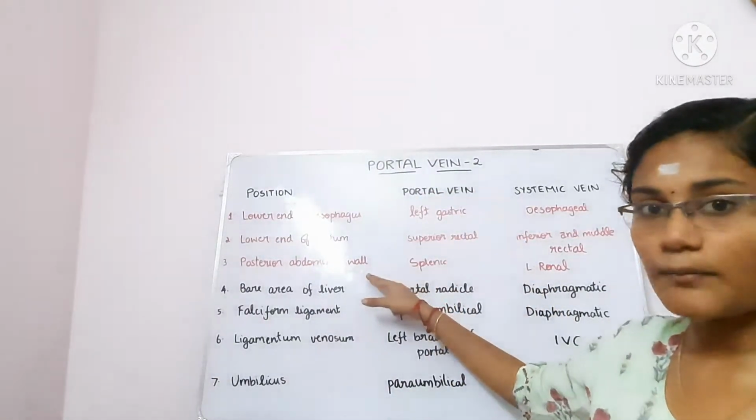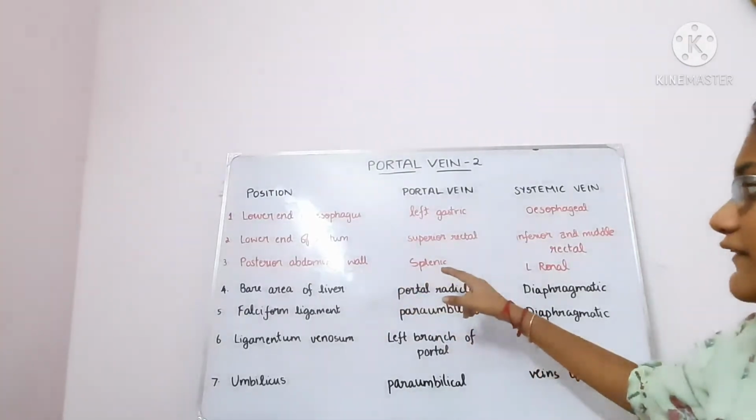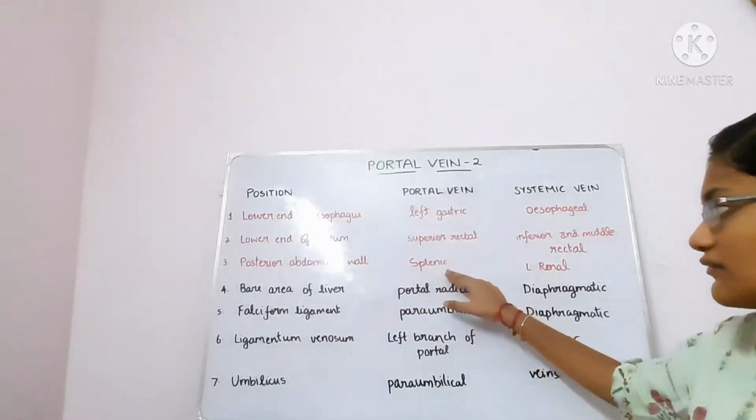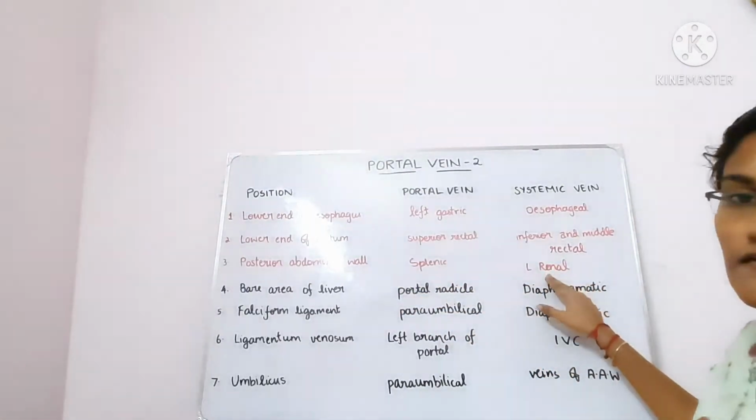Next comes the posterior abdominal wall. The portal vein of the posterior abdominal wall is the splenic vein, and the systemic vein is the left renal vein.